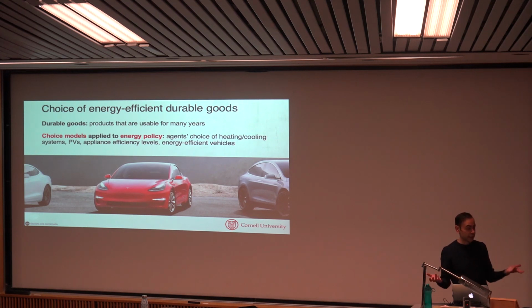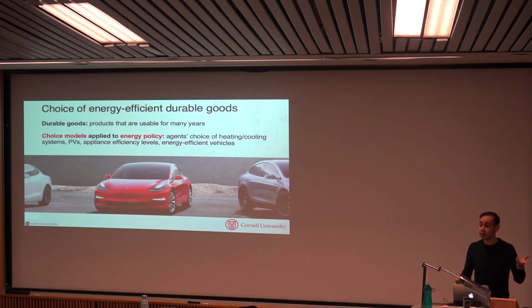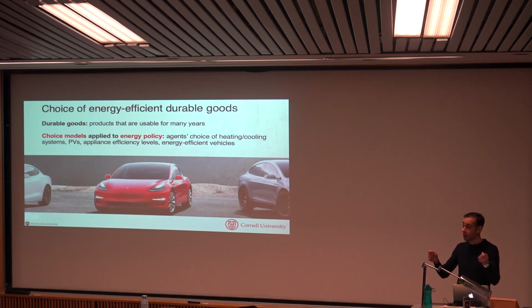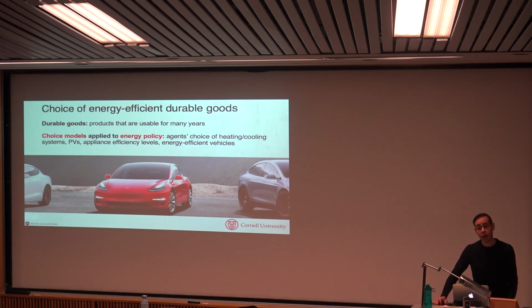And then you have alternatives. You could choose, at the extreme, a very cheap, non-efficient good, or a very expensive, energy-efficient good. One is more expensive to buy, but it offers savings in the future. So this trade-off, with choice models, we can understand how it's valued, how people value the savings in the future versus the investment cost in the present.